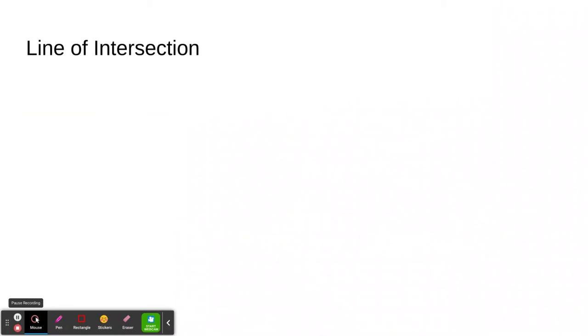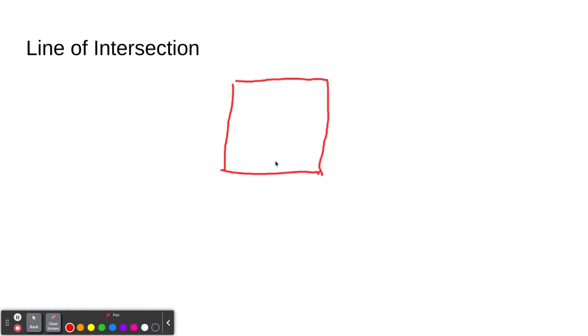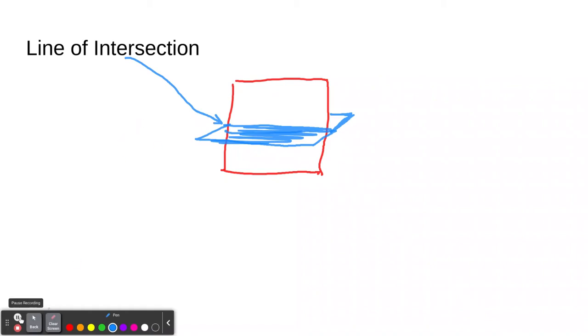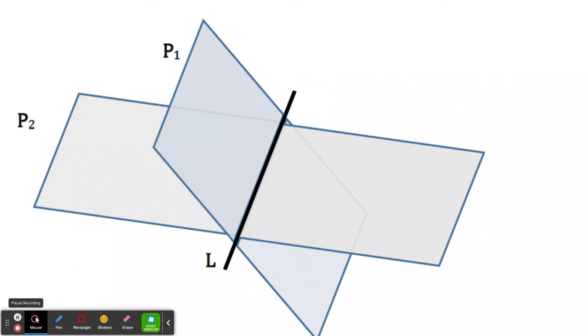Another vocabulary word, the line of intersection. So if we took two planes now, like we had a plane here, and we'll use red. So here's a plane, just hanging out. And then we'll use another color. We have another plane coming in like this, and it comes out like that, right? So it's kind of cutting right through it. So the line of intersection is right there where they intersect. That's pretty easy. So we have two planes here, plane 1 and plane 2, and the line of intersection is L. It's where the two planes intersect.